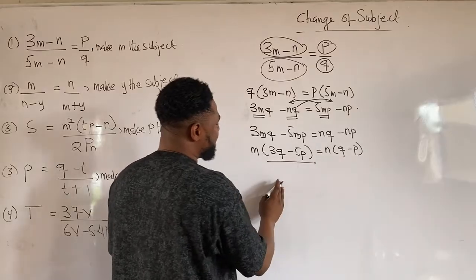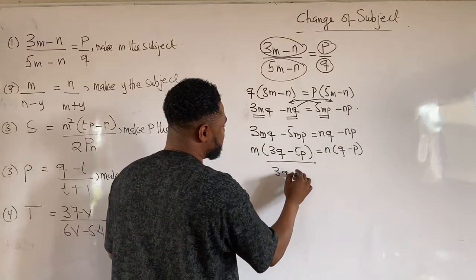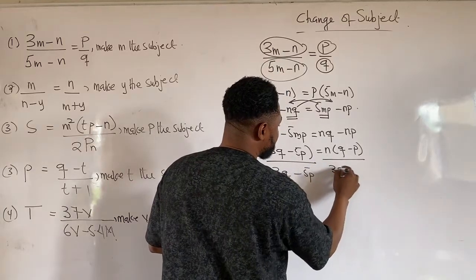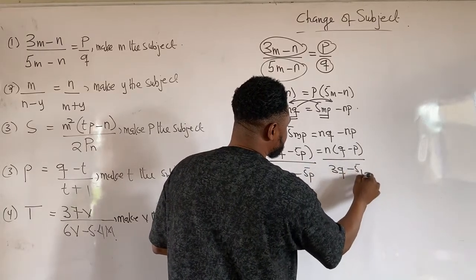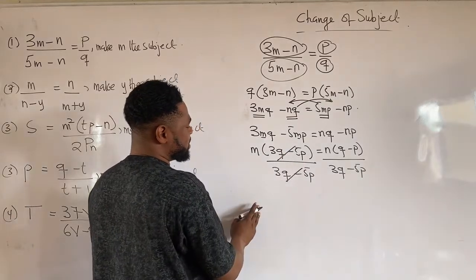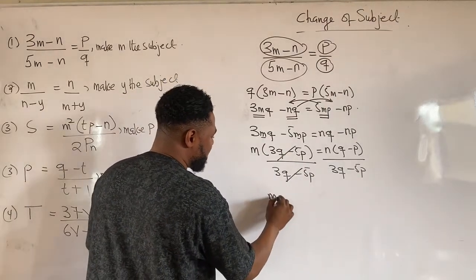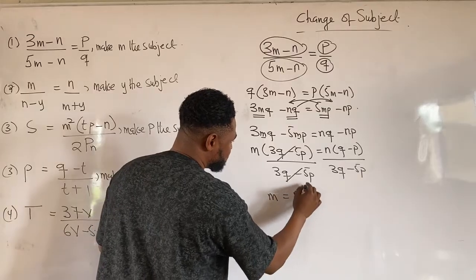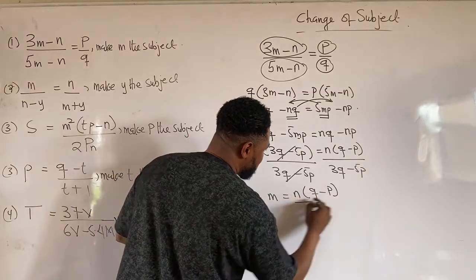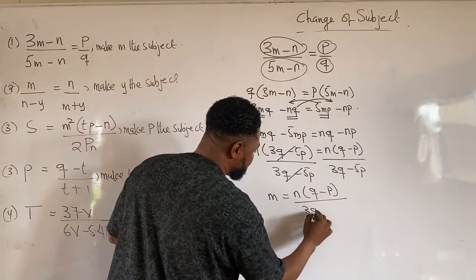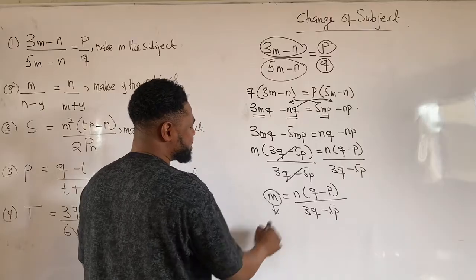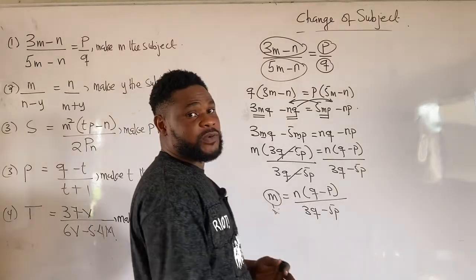We divide both sides by 3Q minus 5P, here by 3Q minus 5P, and this will nullify this. Then we are going to have our M should be equal to N multiplying Q minus P all over 3Q minus 5P. Then we say the M is the subject of the relation.